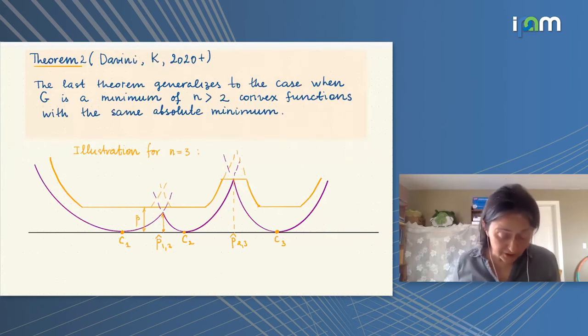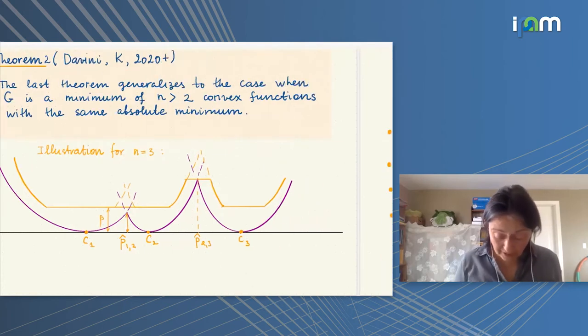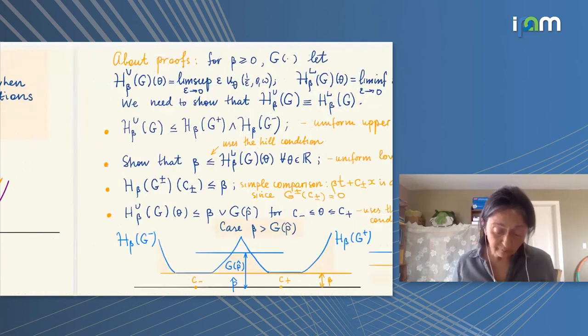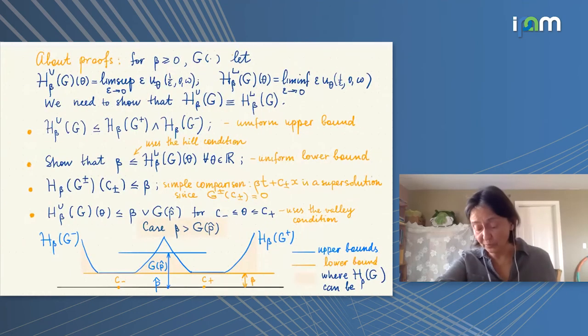And as I already said, the key story is that we can interchange homogenization and convexification under our assumptions. Now I want to say a few words about the proof.